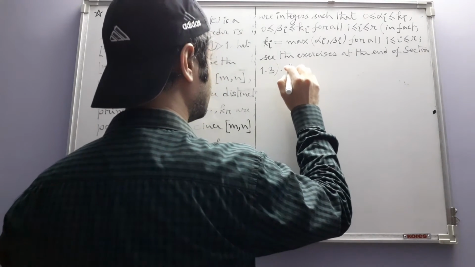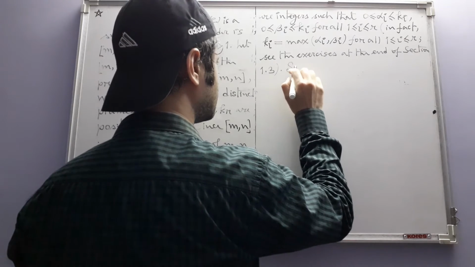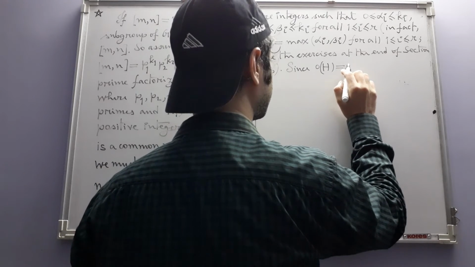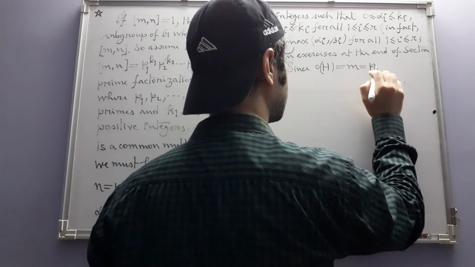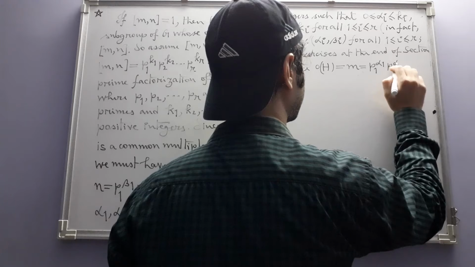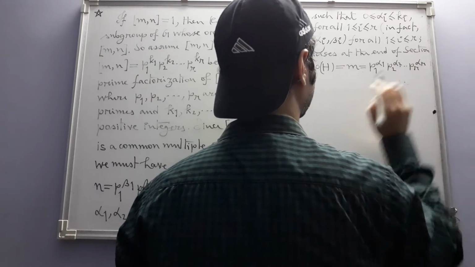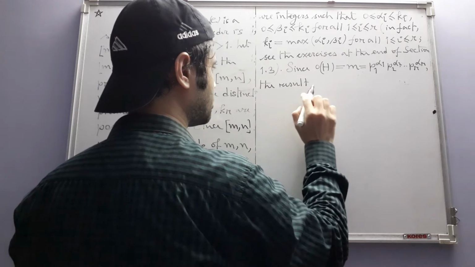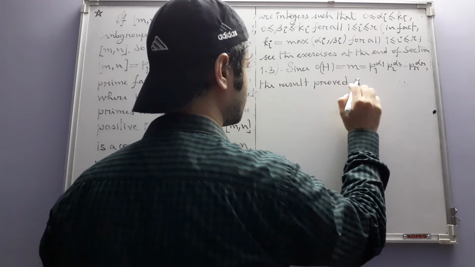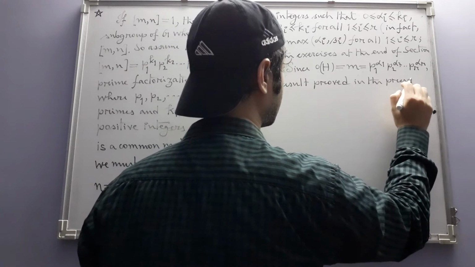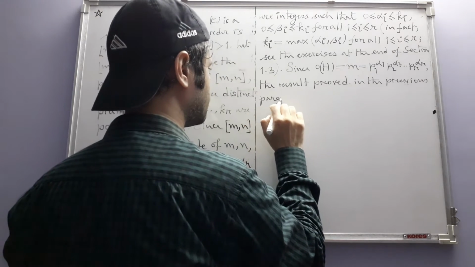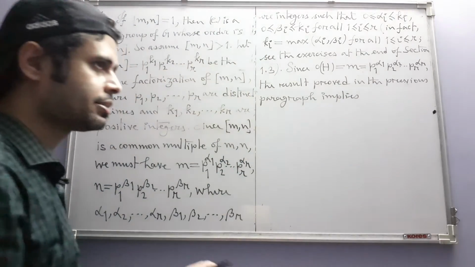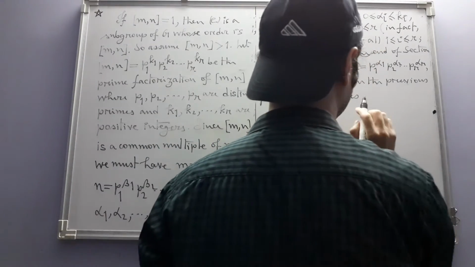Okay. Since order of H is equal to M, this is equal to P1 to the power alpha 1, P2 to the power alpha 2, up to PR to the power alpha R. The result proved in the previous paragraph implies, how it implies these things we have already seen. Okay, we are not going to repeat it.